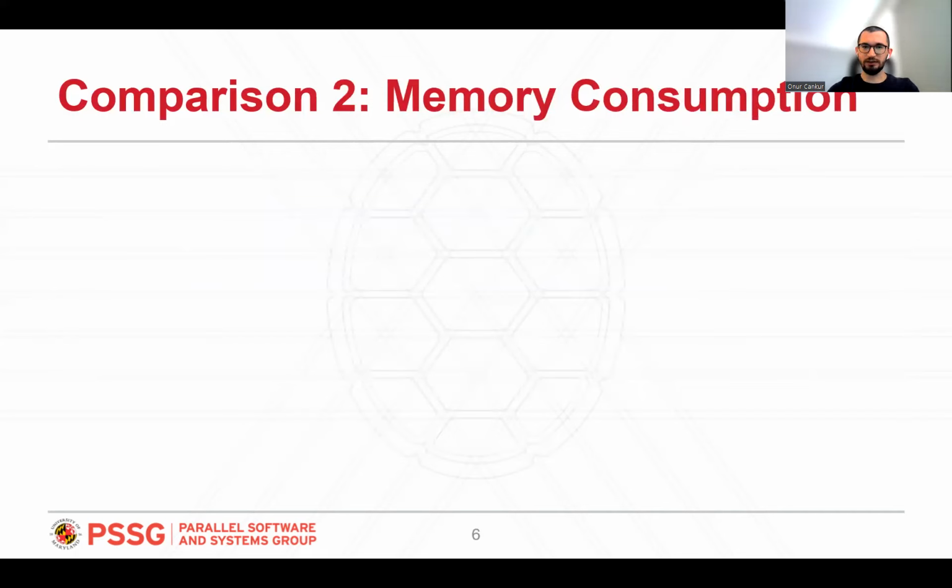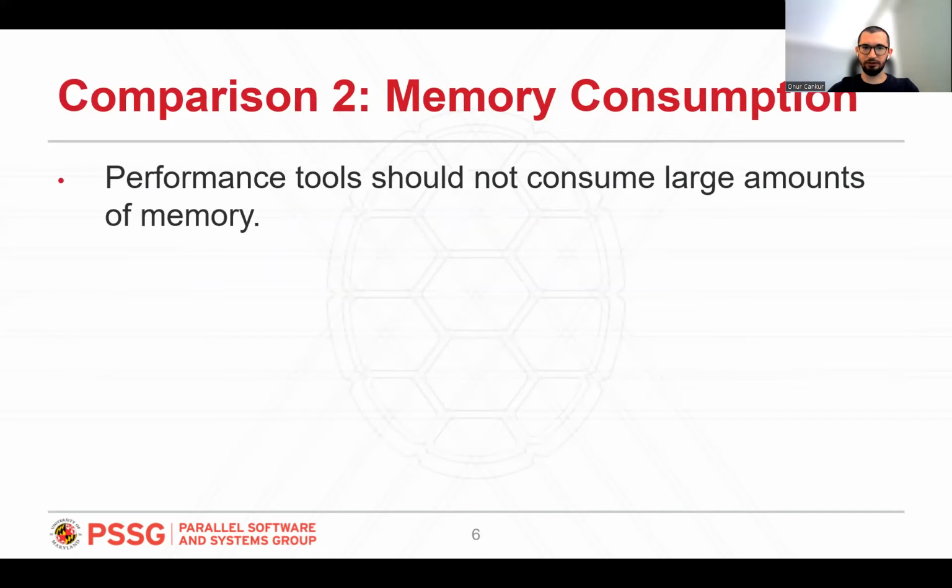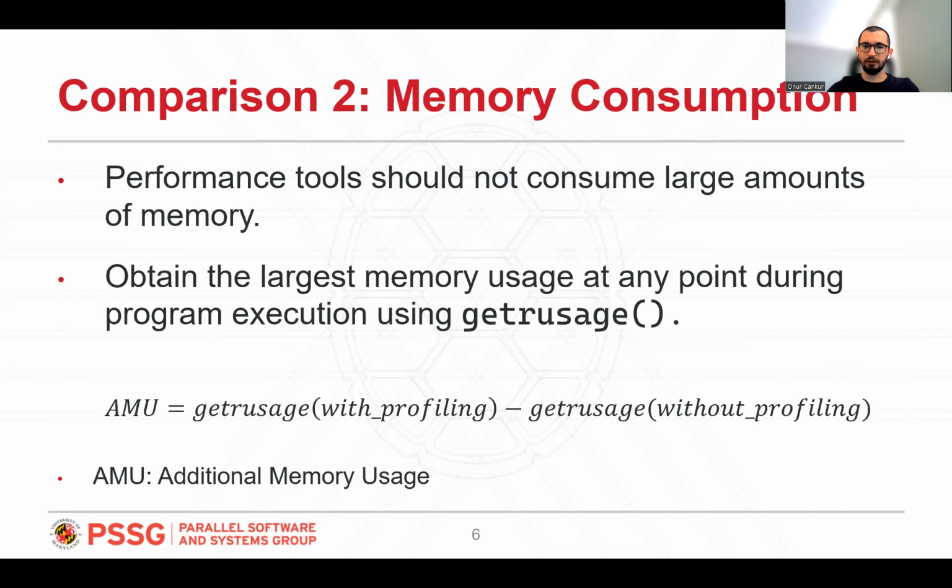The next comparison is the comparison of memory consumption. Similarly, performance tools should not consume large amounts of memory. To make this comparison, we obtain the largest memory usage at any point during program execution using the getrusage function call. Again, we measure the memory consumption of each application with profiling and without profiling, and subtracting these two values gives us the additional memory usage.